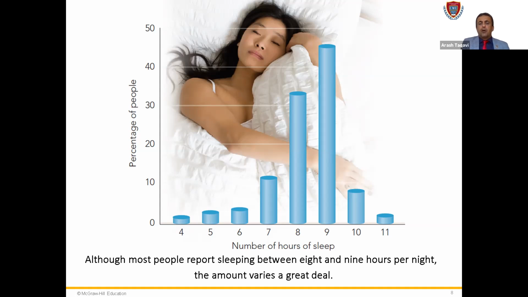So you can see about 15% of people should have a sleep of about 7 hours, and near 35% need to sleep about 8 hours per night. And as we said, about 45% need to have a sleep of about 9 hours per night.